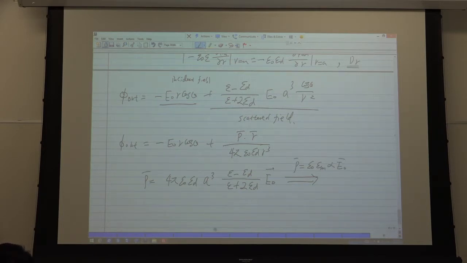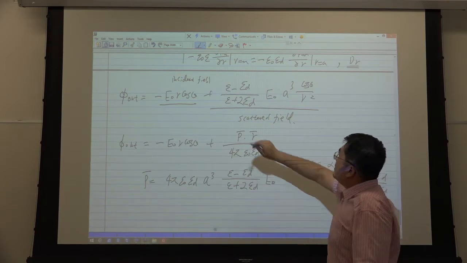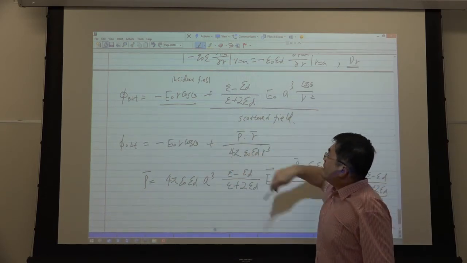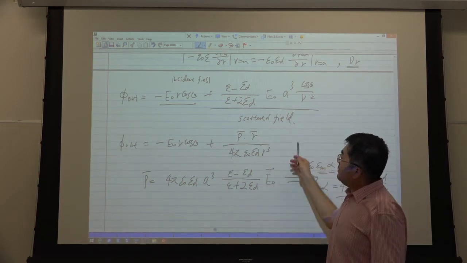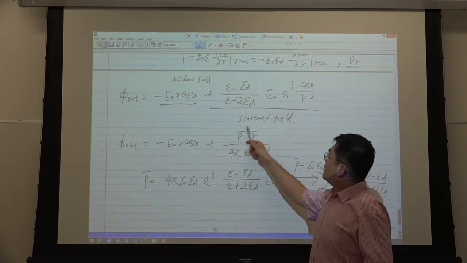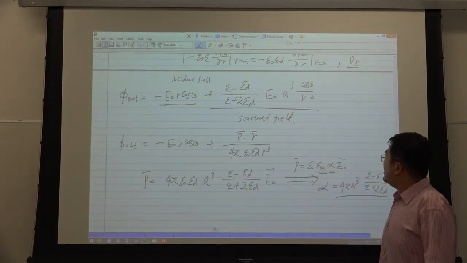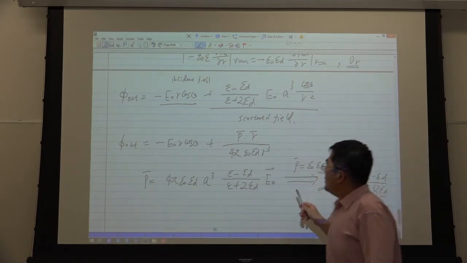Here the alpha is the polarizability. Let me replay this. This is the final solution. The first term is the incident field, and now the scattered field. I understand the scattered field as similar to a Hertzian dipole, or an ideal dipole. I use the polarization dot r term. Everyone knows the polarization can be written with the polarizability alpha, epsilon_0 and epsilon_d.